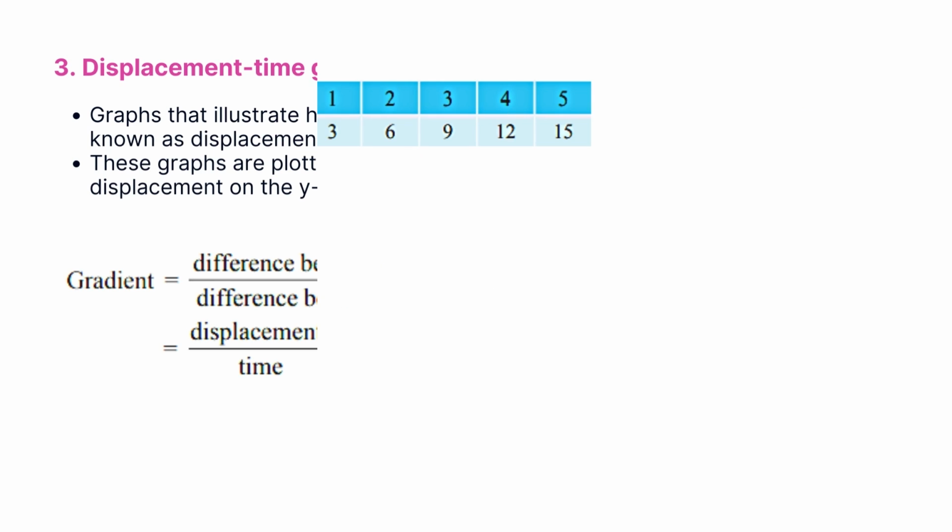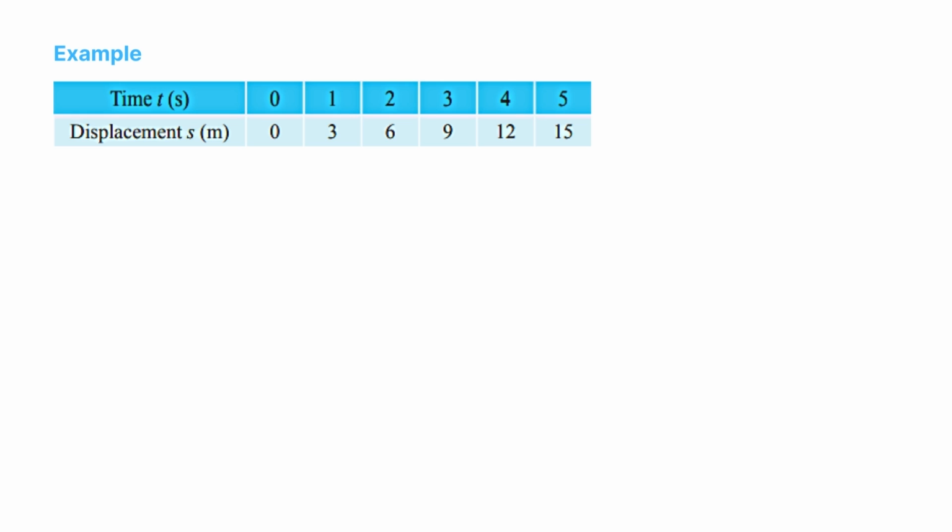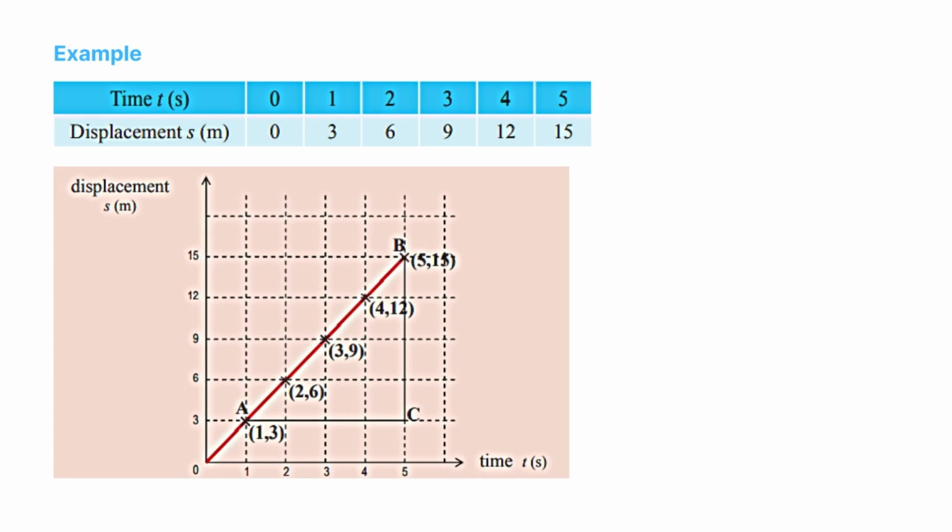So now let's look at an example. The following table shows the variation of the displacement of a body with time. The displacement of the object is given with time, so if we draw the graph it is going to look like this. Then what is the gradient here? It is the velocity. So let's take 2 points of y-coordinates and x-coordinates and find the gradient.